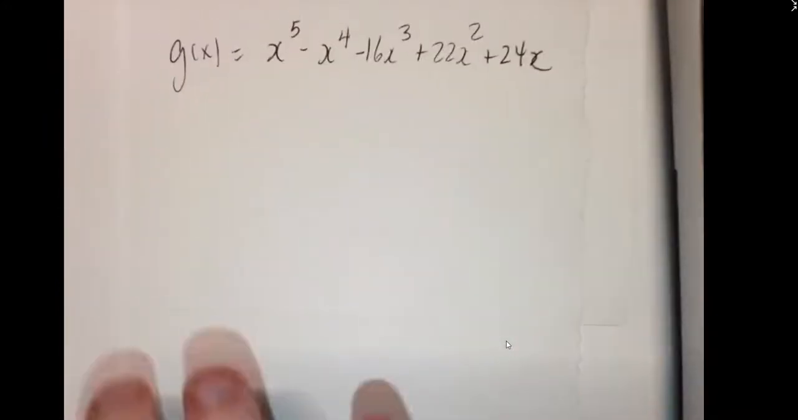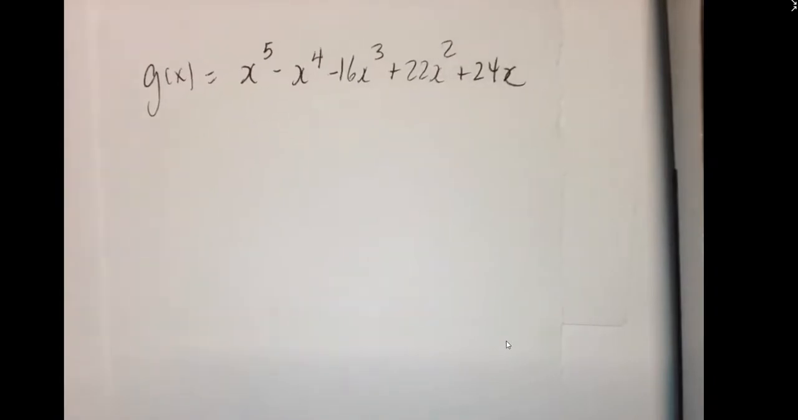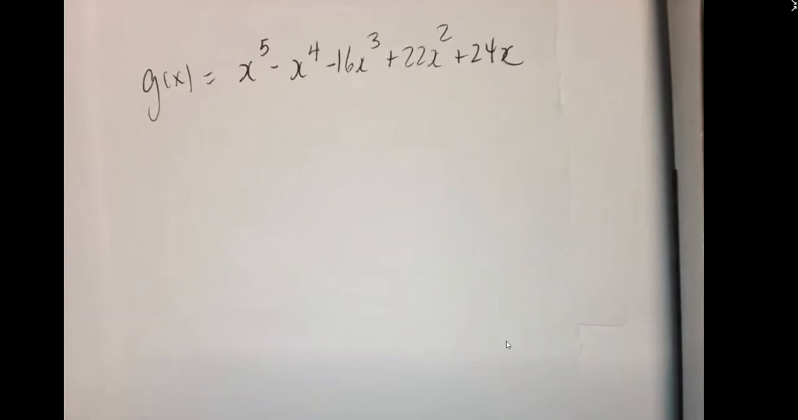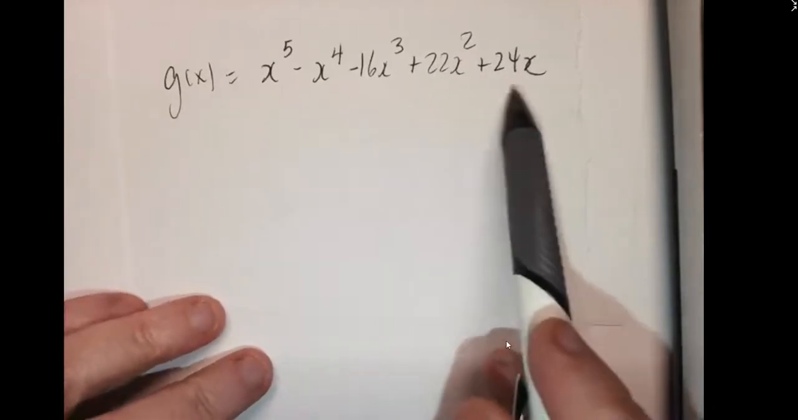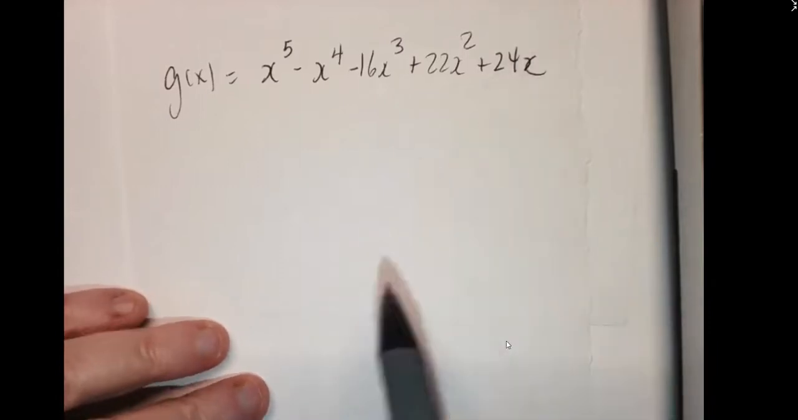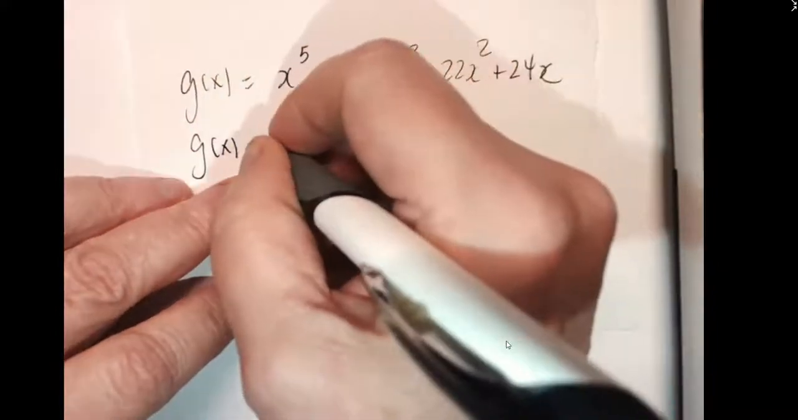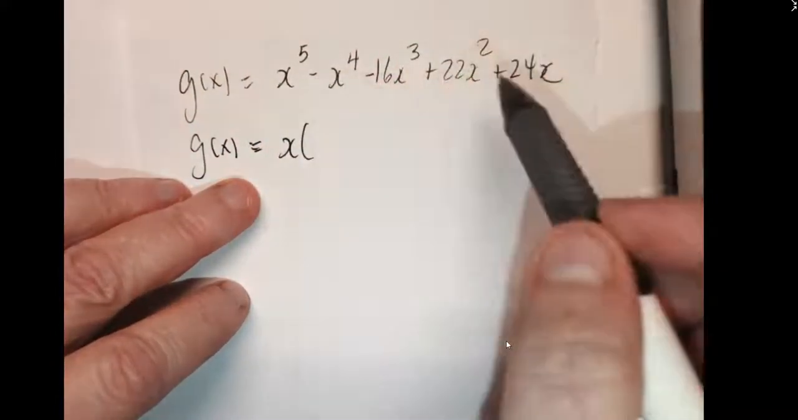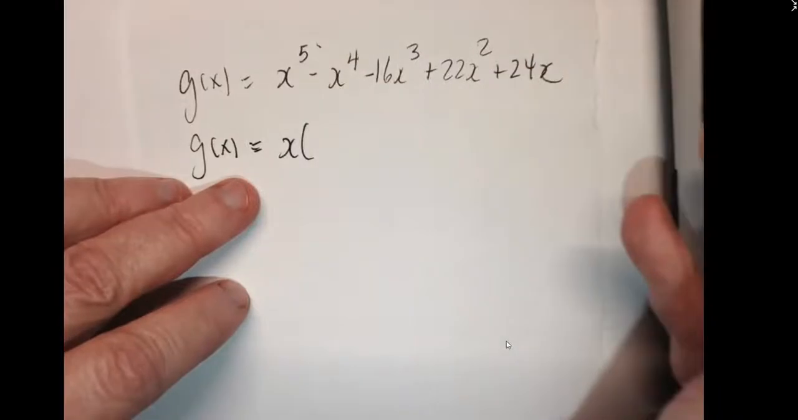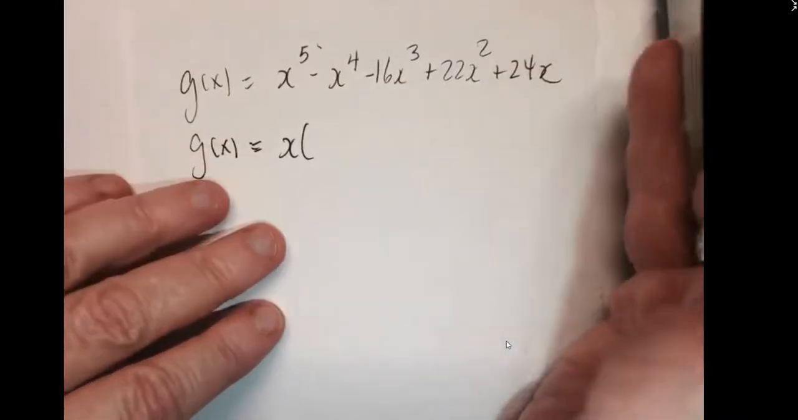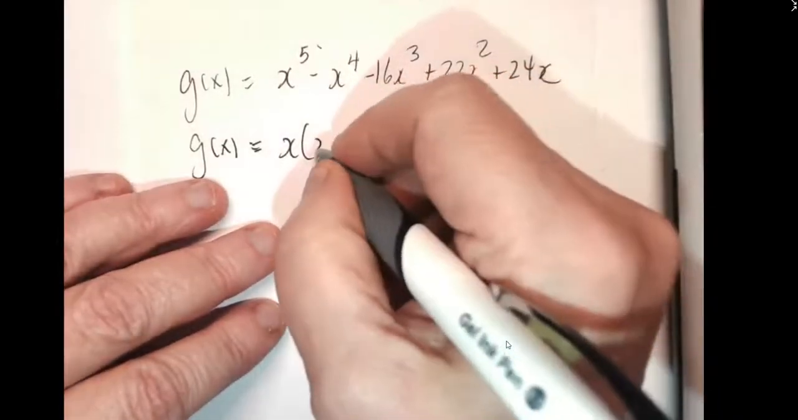Now, what about this one? Always look to see if you have anything in common first that you can factor out. And we actually do on this one. This one, each term has an x in common, so I can factor it out. This does have degree 5, so there will be 5 zeros if I count repeated ones the number of times they're repeated, if that is the case.